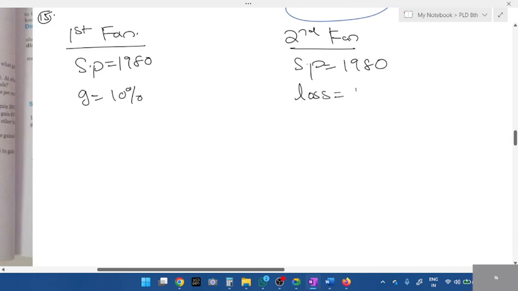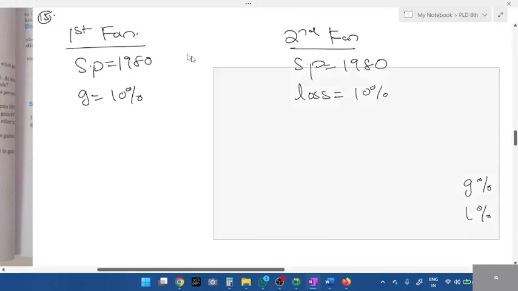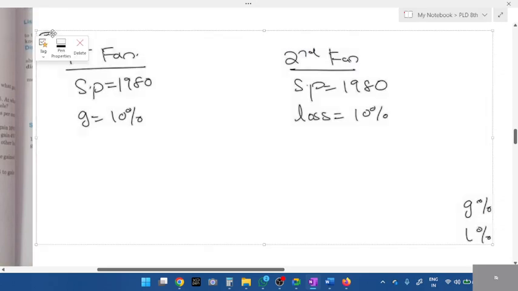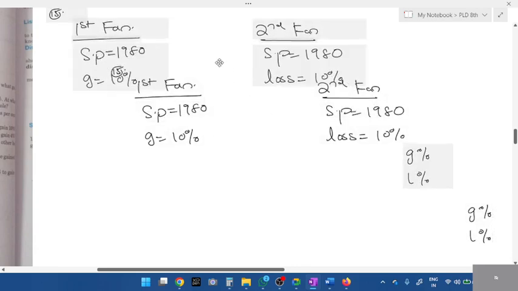Stop writing. Look at the screen, students. Loss is 10%. We need to find in the whole transaction whether it is gain percent or loss percent. All of you understood the question? Did you understand the question? Read the question once. All you're doing it in the same method, right?